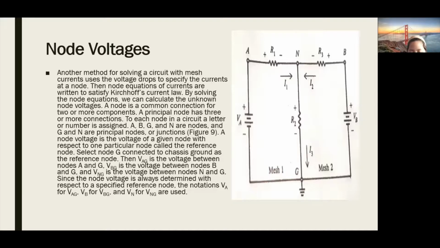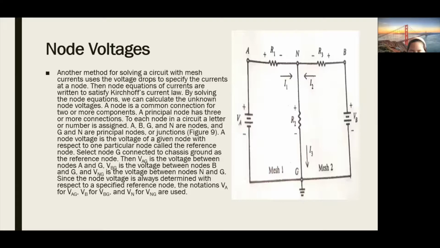Again, select node G, connected to chassis ground, as the reference node. Then the voltage VAG is the voltage between nodes A and G. VBG is the voltage between nodes B and G, and VNG is the voltage between nodes N and G. Since the node voltage is always determined with respect to the specified reference node, the notations VAG, VBG, and VNG are used. So you will see here.